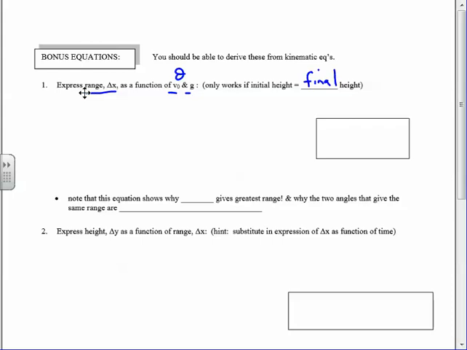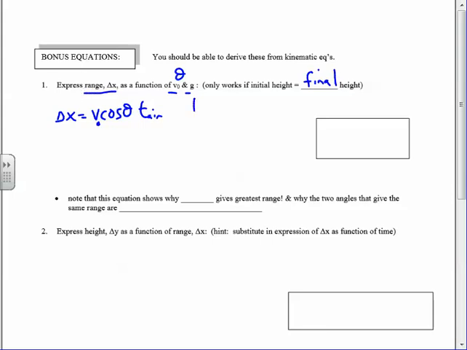Like any derivation, we want to start with an equation that at least solves for what we're looking for, and that's x, right? So we already know that our range is essentially Vx, which is V cosine theta, times time in the air. I don't want time in the air in my equation, so I'm going to substitute it out. So I need an equation for time in the air.